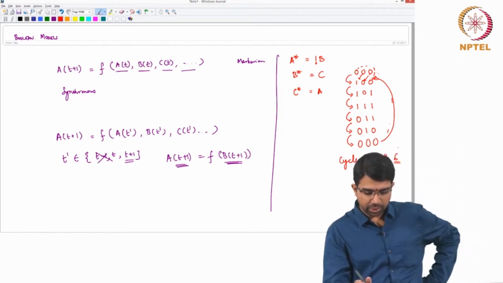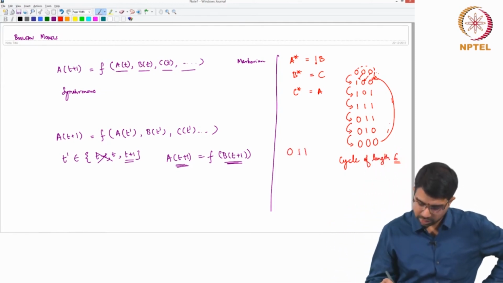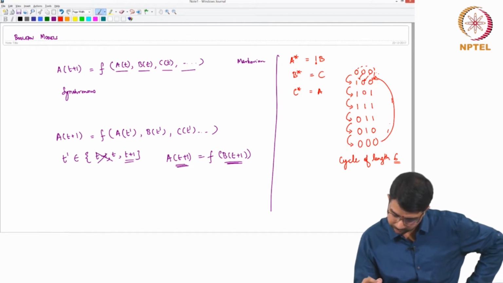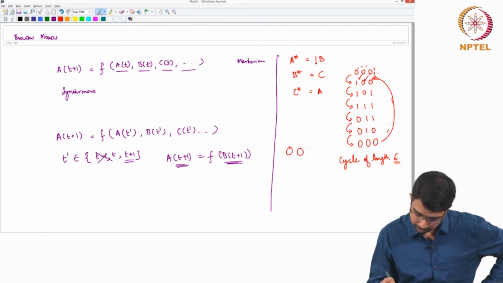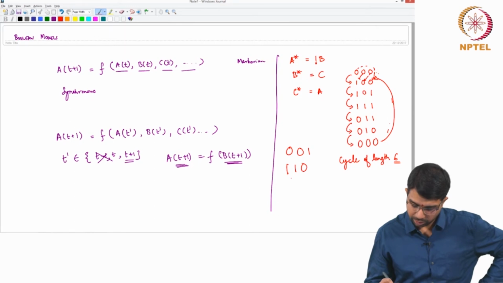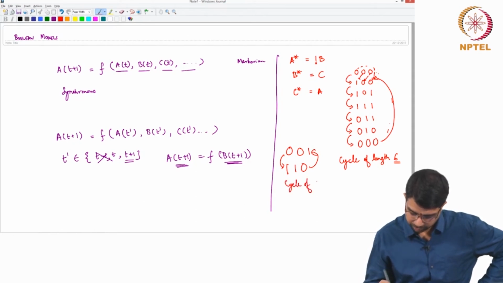What are the things that we do not see here? I think we do not see a 0 1 1. So, let us see what happens to 0 1 1. 0 1 1 is there. What is it that we do not see here? 0 0 1. So, 0 0 1 would become a 1 1 0, which will become 0 0 1, which is essentially the same as this. So, you have a cycle of length 2.